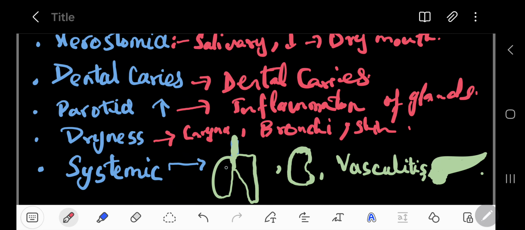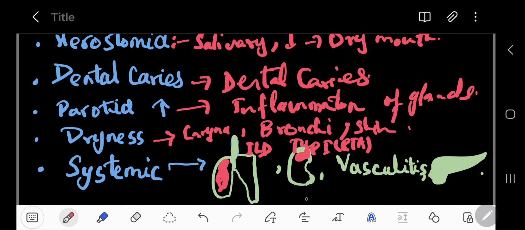Systemic features are also present in some cases, like interstitial lung disease, ILD. There is type 1 renal tubular acidosis, and in some cases there is chronic interstitial nephritis or CIN. In some patients you will see the features of vasculitis, and in some patients you will see the features of pancreatitis.